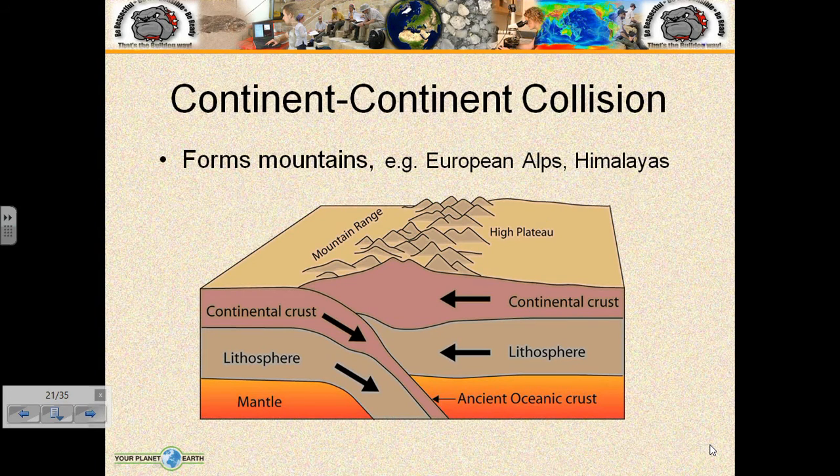So, continent to continent collisions can be used to form mountains. Such examples include the European Alps or even the Himalayas. In the case of continent to continent collisions, you have an interaction between the continental crust of one side and the other, and as they interact, one side of the continental crust ends up being pressed down while the other is slightly raised up. And again, that was how many of the mountain forms, such as the European Alps, as well as the Himalayas, were formed through continent to continent collisions.